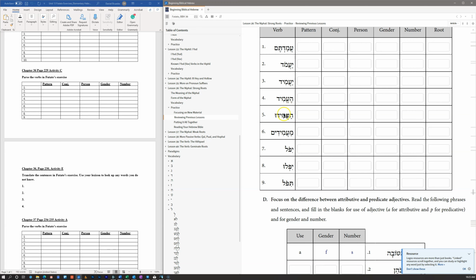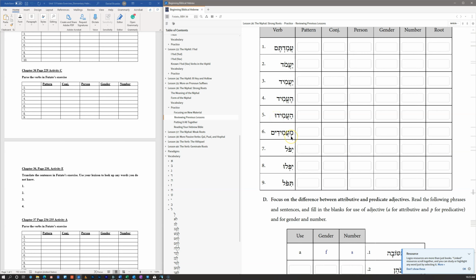So this is on the imperfect side of the family. We've lost a prefix, so it's either infinitive or imperative. The shureq, again, is going to be the indicator that this is in the imperative. This is a Niphal imperative 2MP form of amad.